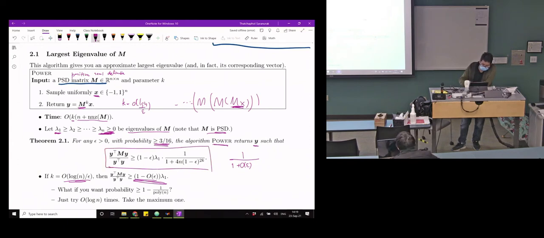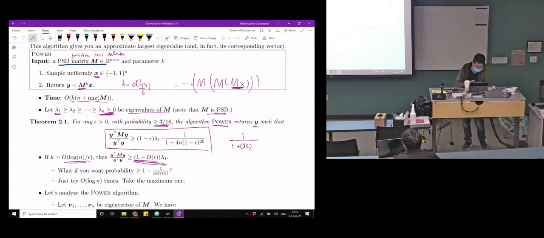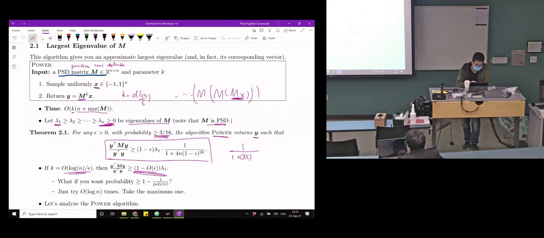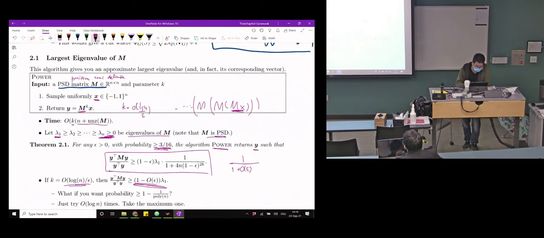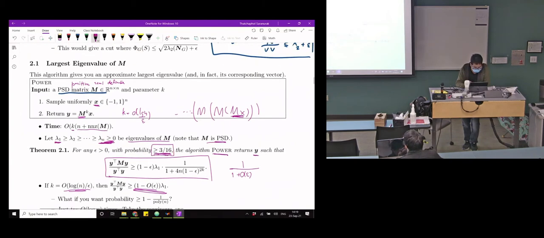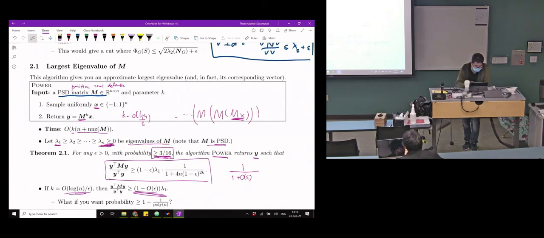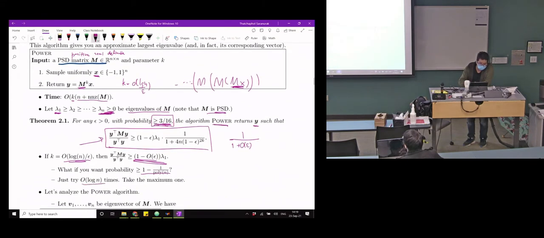But before that, can someone tell me very quickly, if you want to get better probability, what can we do? If we want some y that satisfies this with high probability... Yeah, amplification: just try several y and take the best one. If you try log n many of them, then you get it with high probability.